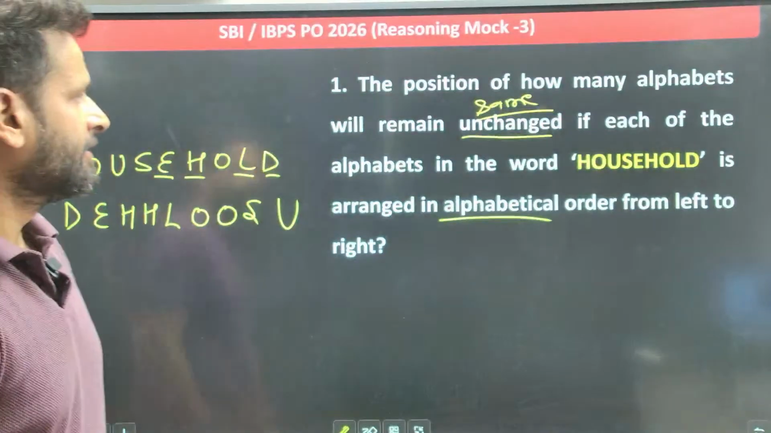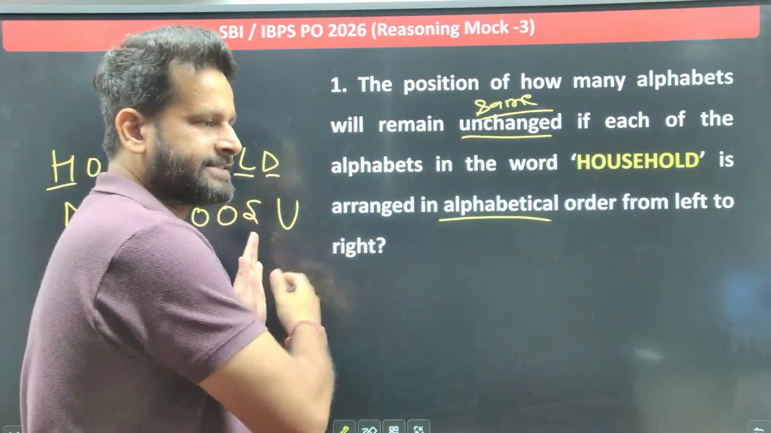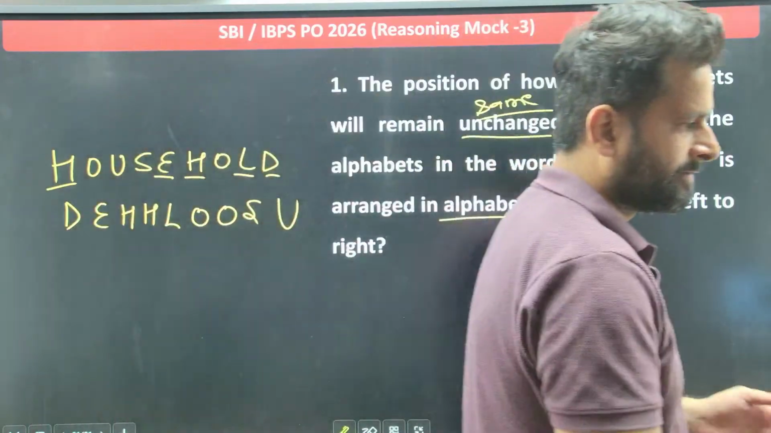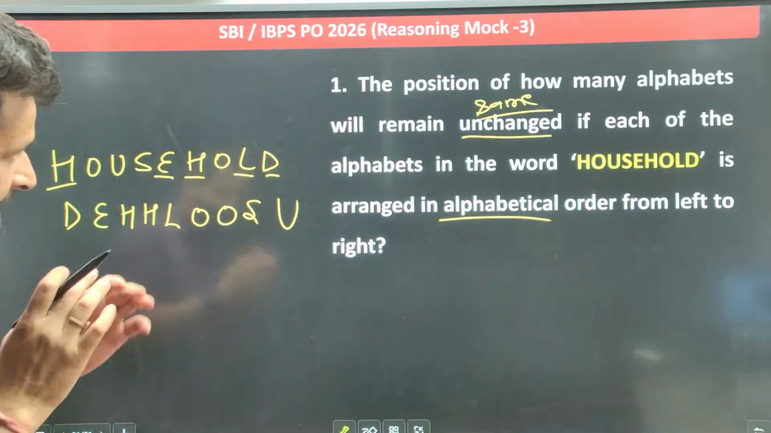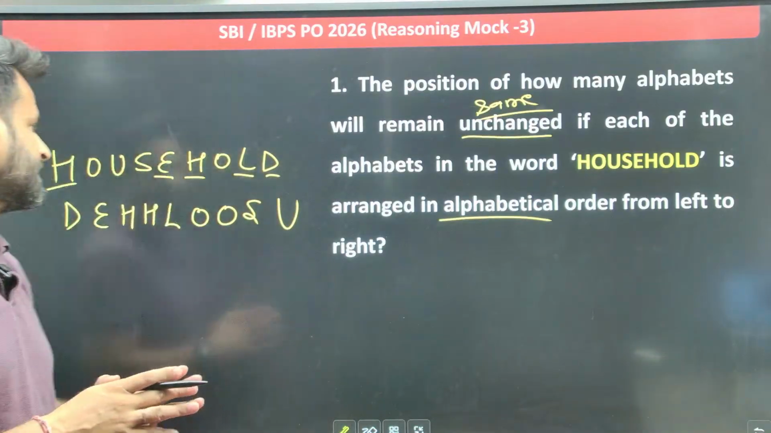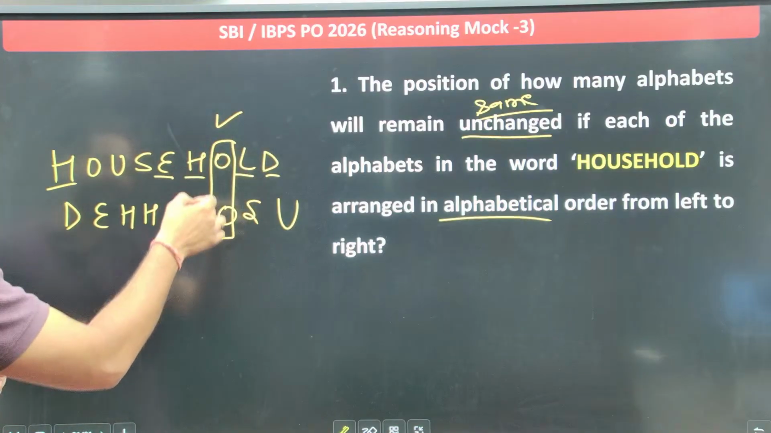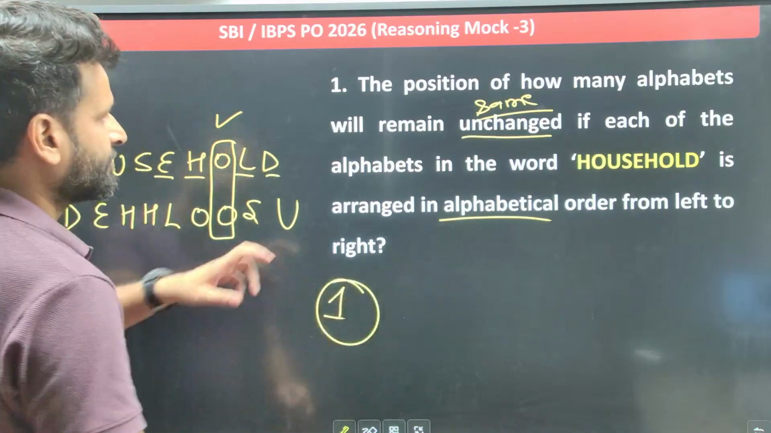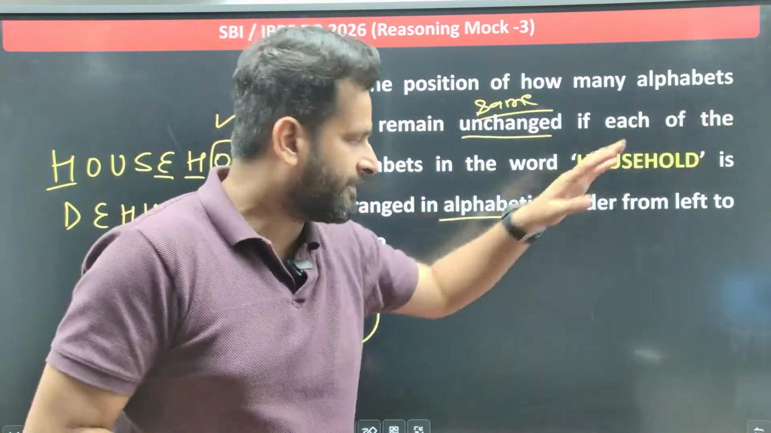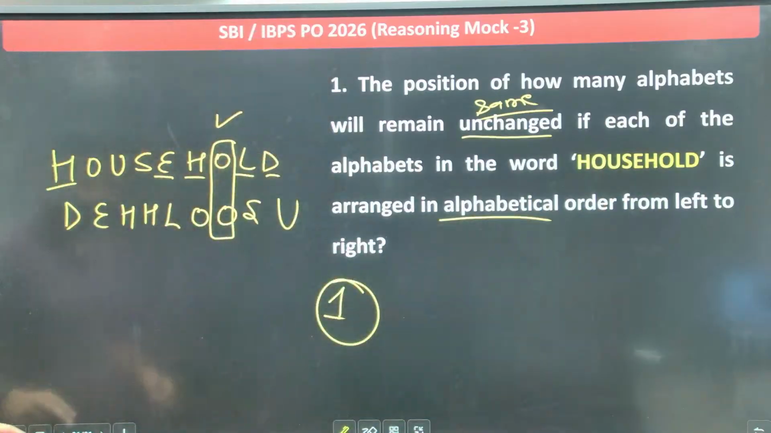All right. So the word is household. I have arranged all the letters in alphabetical order from left to right. Then how many letters are there whose place is the same? I need to find that. So this is O, 1, then H, E, everything is changed. Answer will be 1. So there is only one alphabet after the rearrangement whose place is still the same as it was before the arrangement, right?